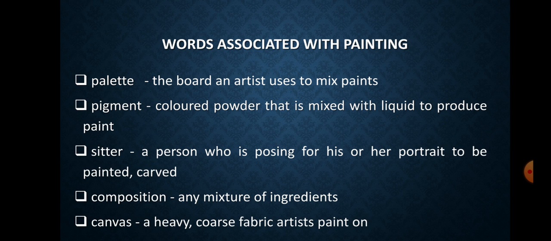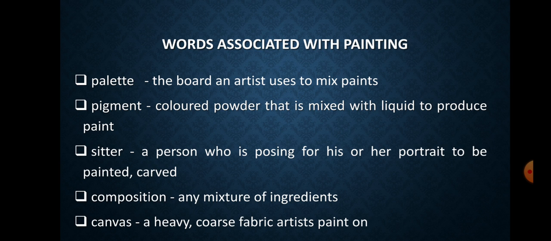The next one is pigment. I taught you what pigment is. Pigment is nothing but colored powder that is mixed with liquid to produce paint. That's how the paint is produced. And the sitter. What is meant by sitter? A person who is posing for his or her portrait to be painted or carved. Those who are posing for a particular portrait to be painted are nothing but sitters. Next one is composition. Composition is nothing but any mixture of ingredients. In order to make a new outcome, we mix a number of ingredients to come out with a composition.